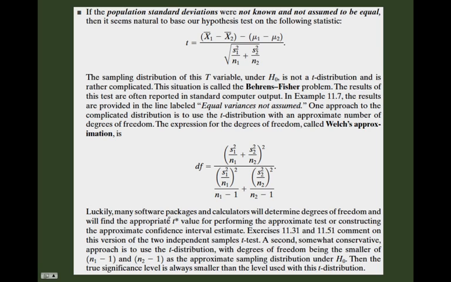I'm not going to talk about this anymore, but I just wanted to raise your awareness that pooling the standard deviation isn't always possible or justifiable. One of the points I want to make is that as these assumptions become no longer reasonable, life gets more complicated. But computer software does this for us. This very complicated degree of freedom formula and the transformation are already dealt with by the calculator.